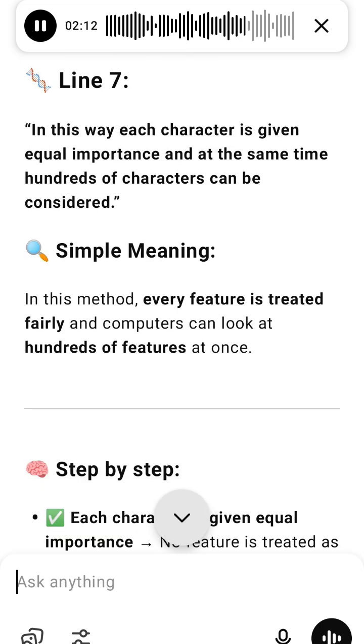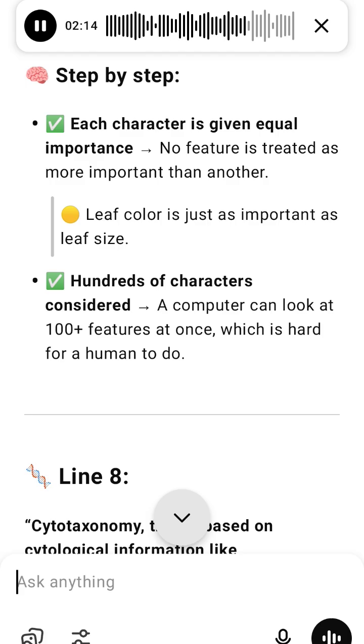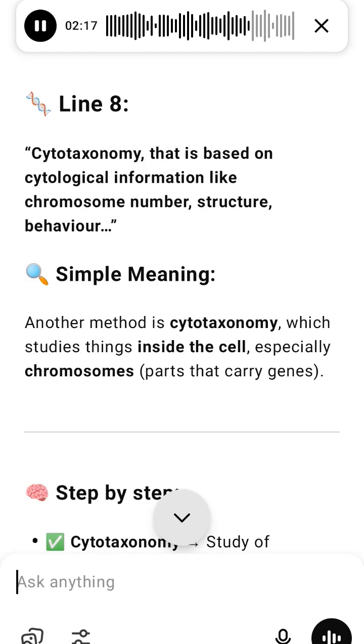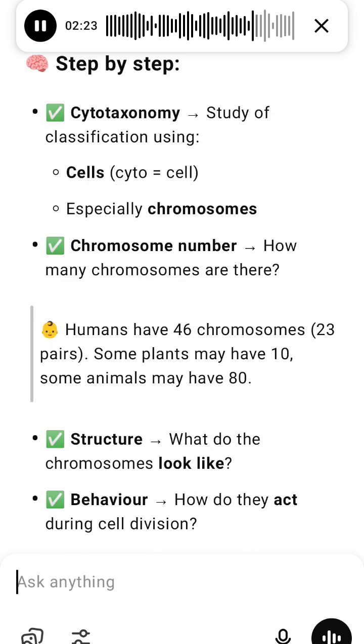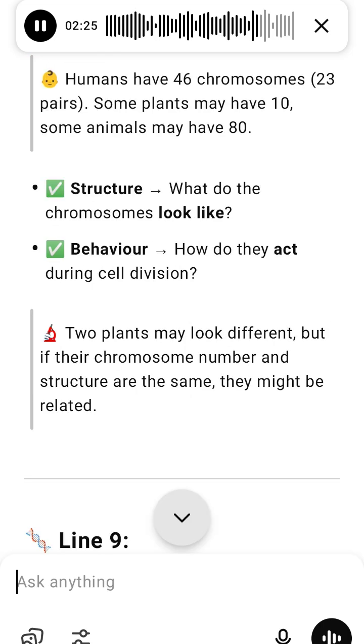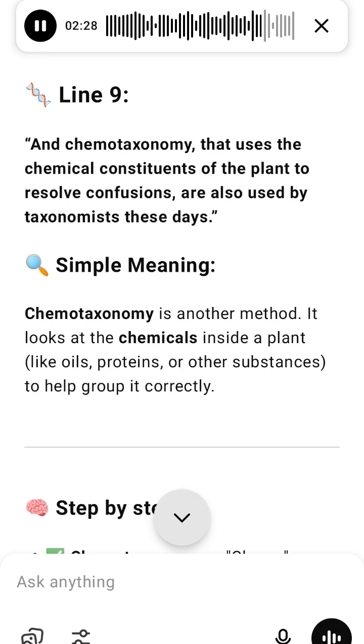B. Cytotaxonomy. This method studies cells, especially chromosomes, the parts of cells that carry genetic information. Scientists look at how many chromosomes there are, what shape they are, how they behave during cell division. If 2 organisms have similar chromosomes, they might be related. Example, 2 plants may look different outside, but if they have the same chromosome number and structure, they are likely related.